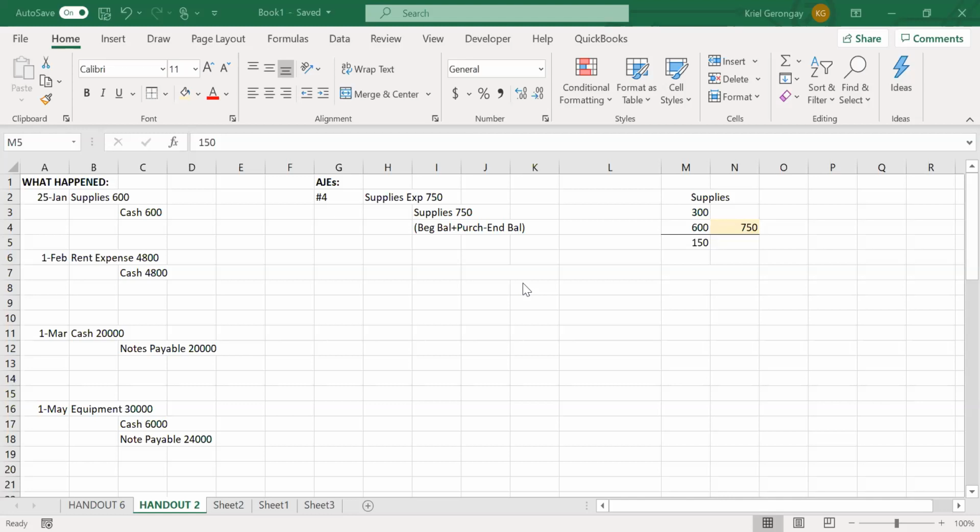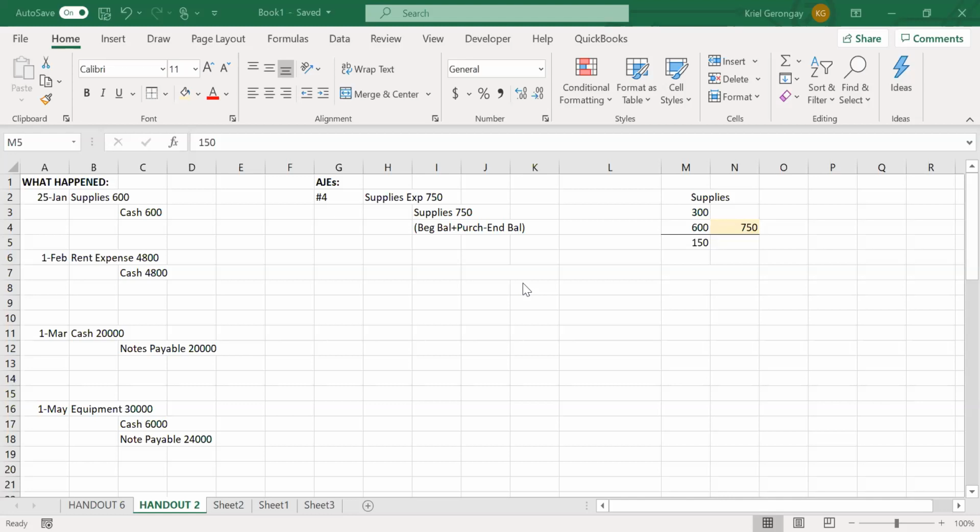Does that make sense? Yeah. If we have the beginning as 300 and we purchased the 600, but it's saying that we have 150 on hand, why are we subtracting it? That's because you know your ending balance. You know that you still have $150 of the $900 worth of tomatoes that you had.